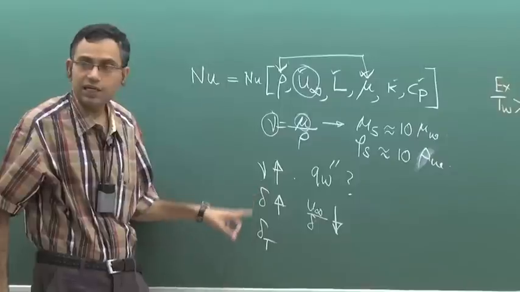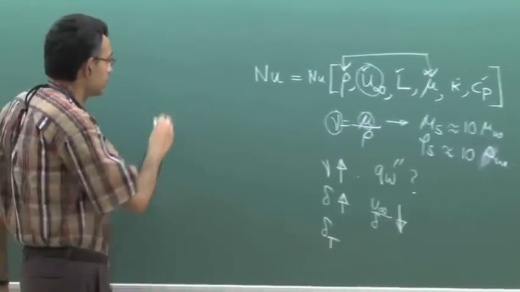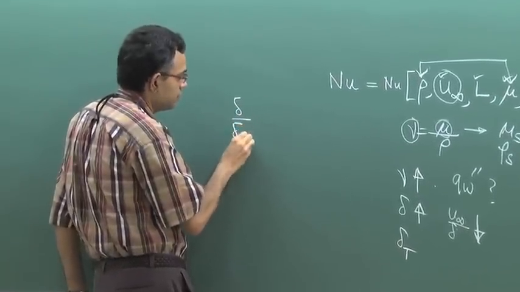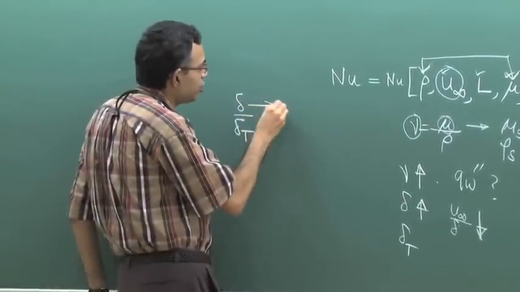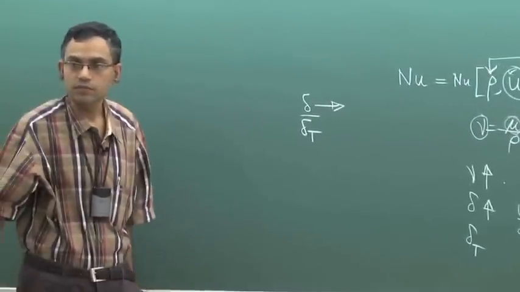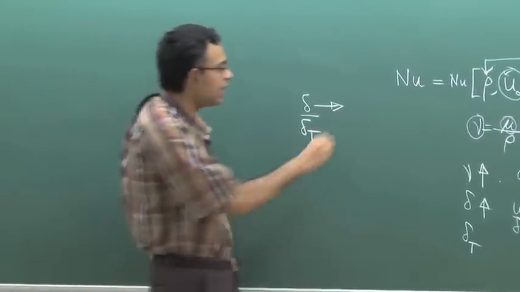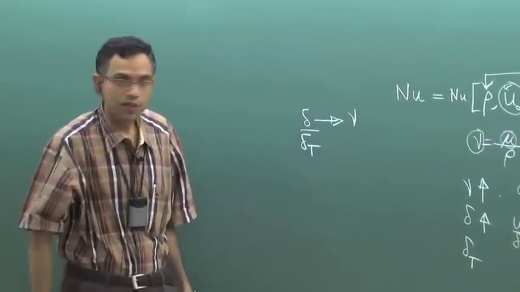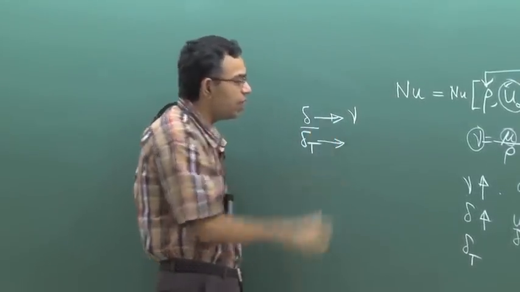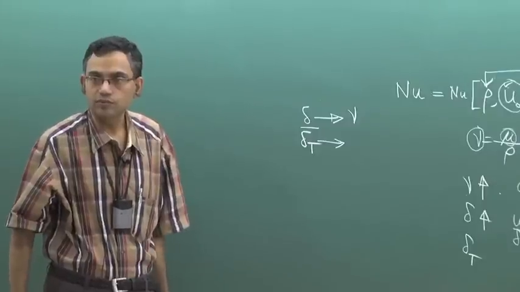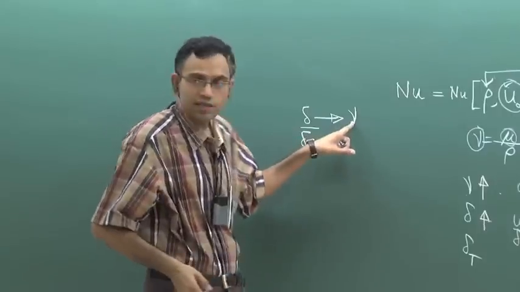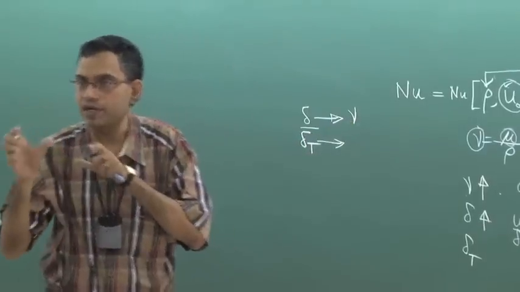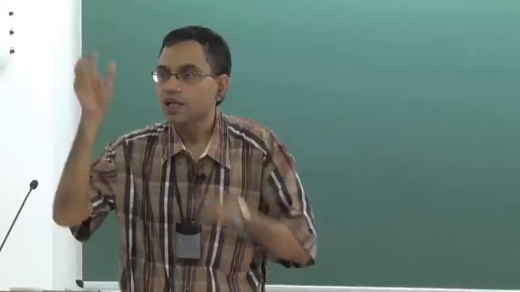So, delta by delta T. What is delta related to? Delta is related to the kinematic viscosity of the fluid. Similarly, from analogy, can you say what delta T is related to? Thermal diffusivity of the fluid, right. Kinematic viscosity and thermal diffusivity are very similar parameters. Thermal diffusivity is K by rho Cp.